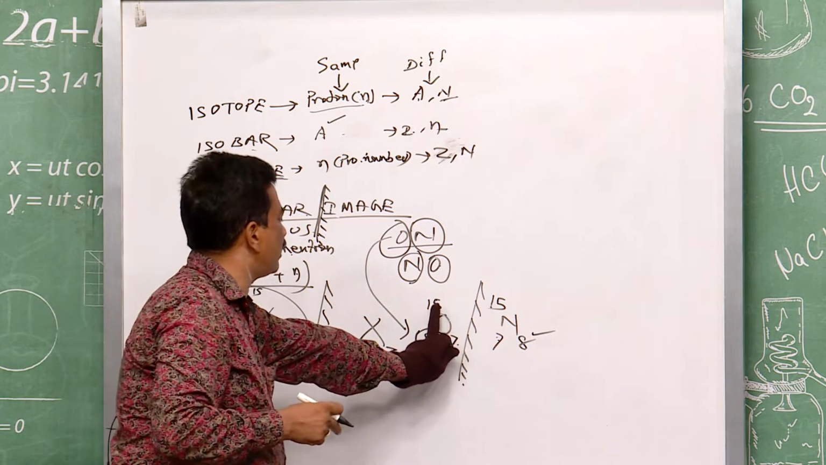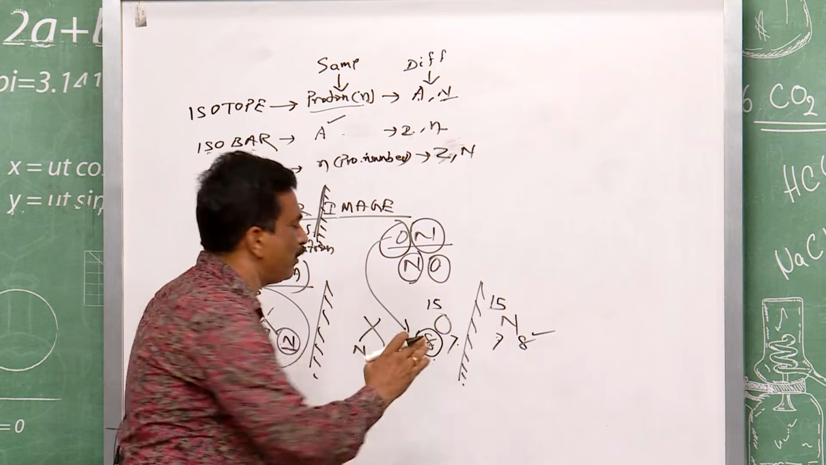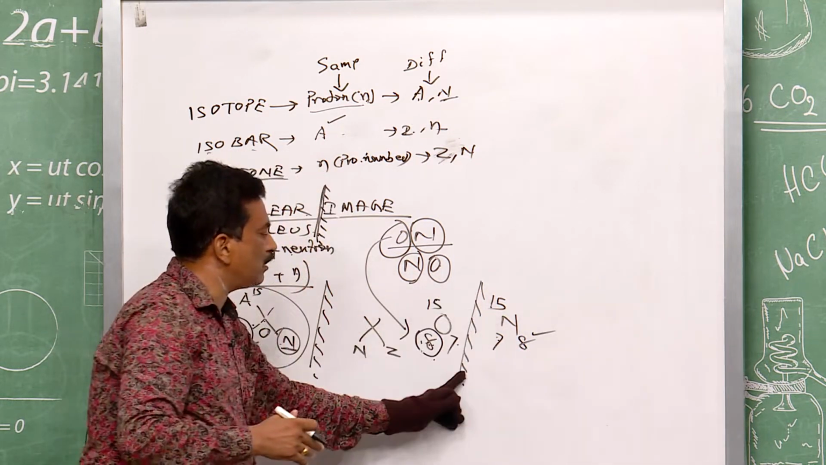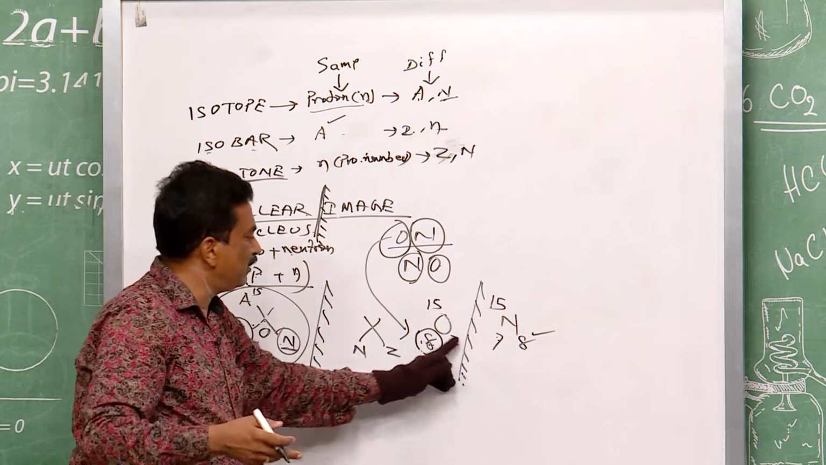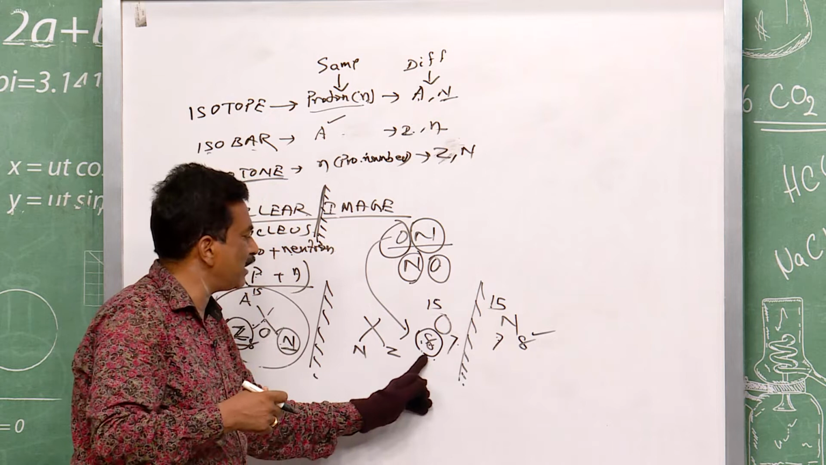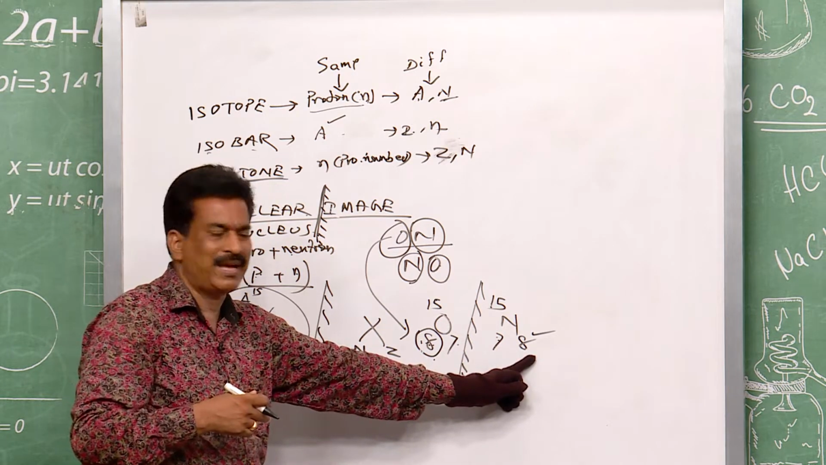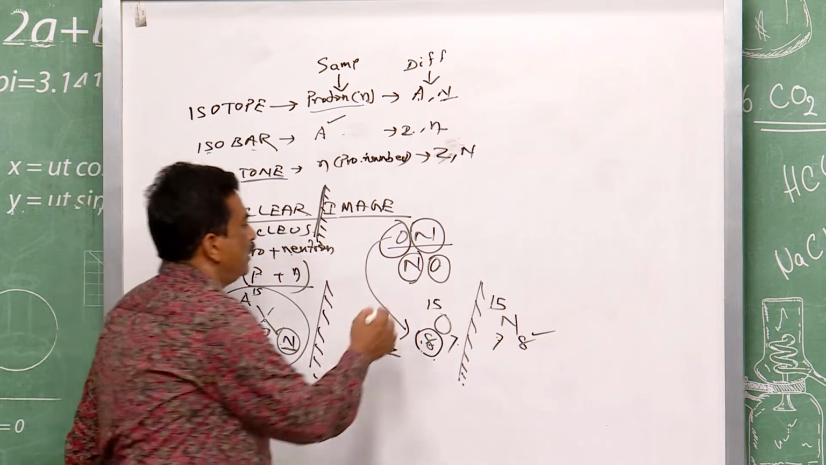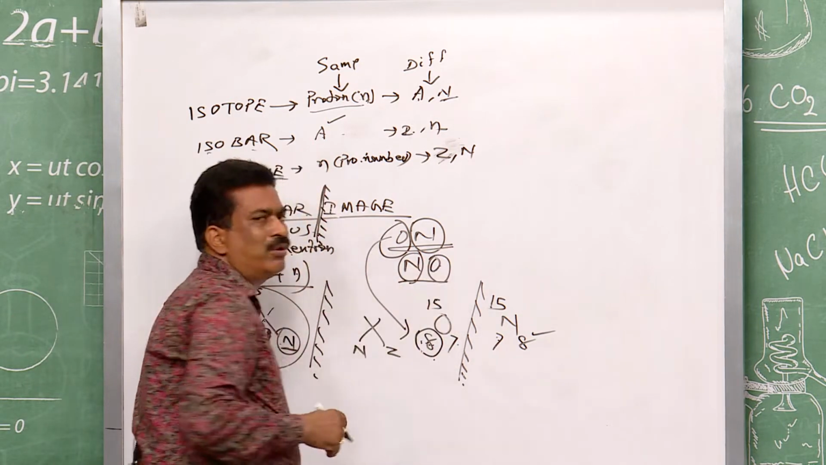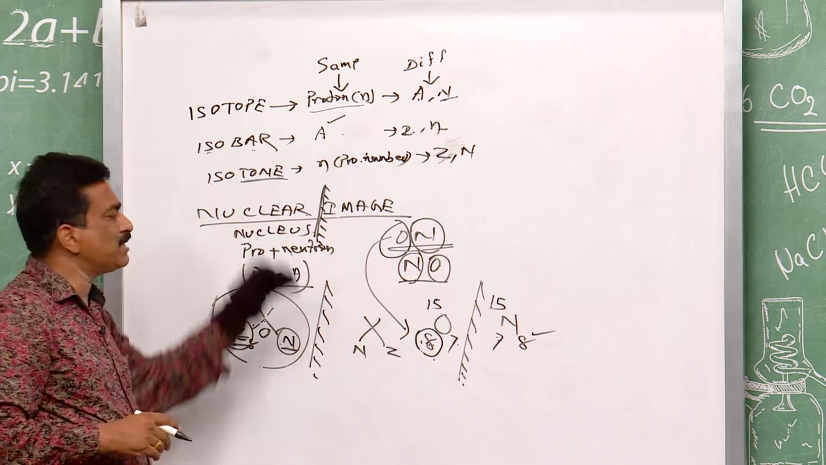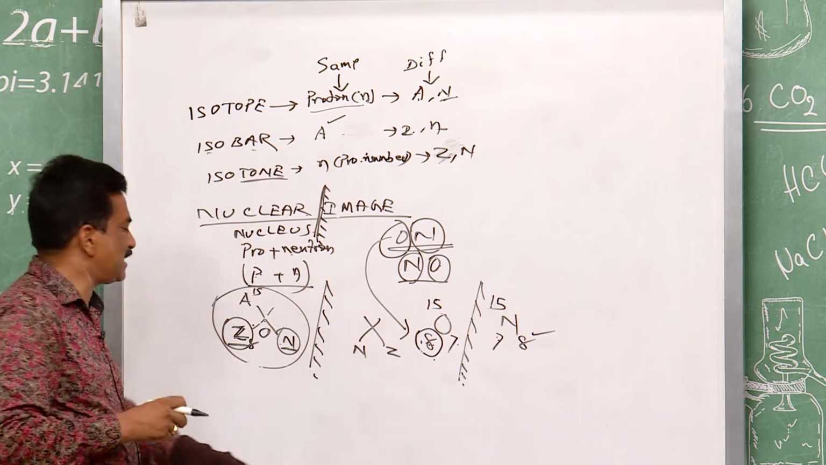If this is oxygen and you are looking towards the oxygen, this is the right, this is the left. Through the mirror, the left becomes the right and the right becomes the left. Left is 8, it becomes 8 there, and this is 7, it becomes 7 there. So this ON or NO is the example of nuclear mirror. These are the different types of classification.